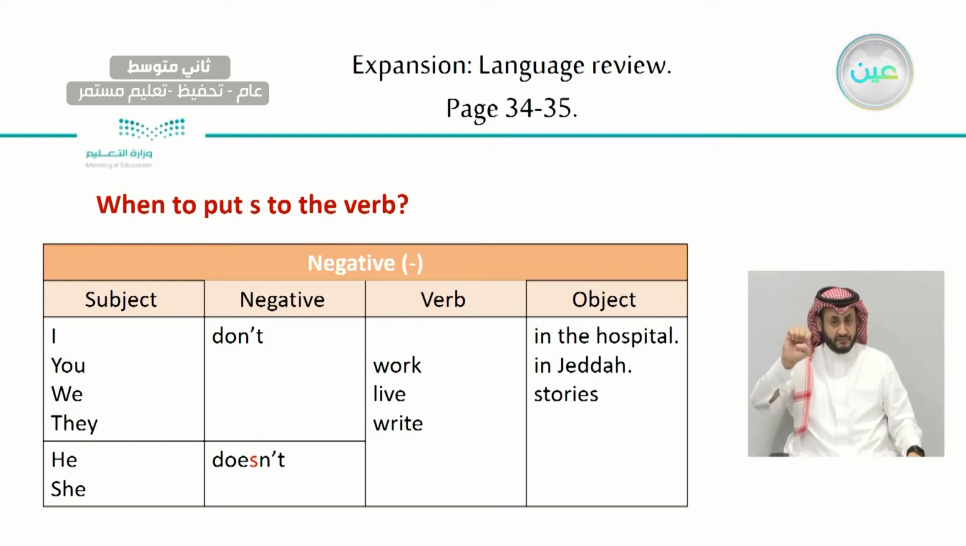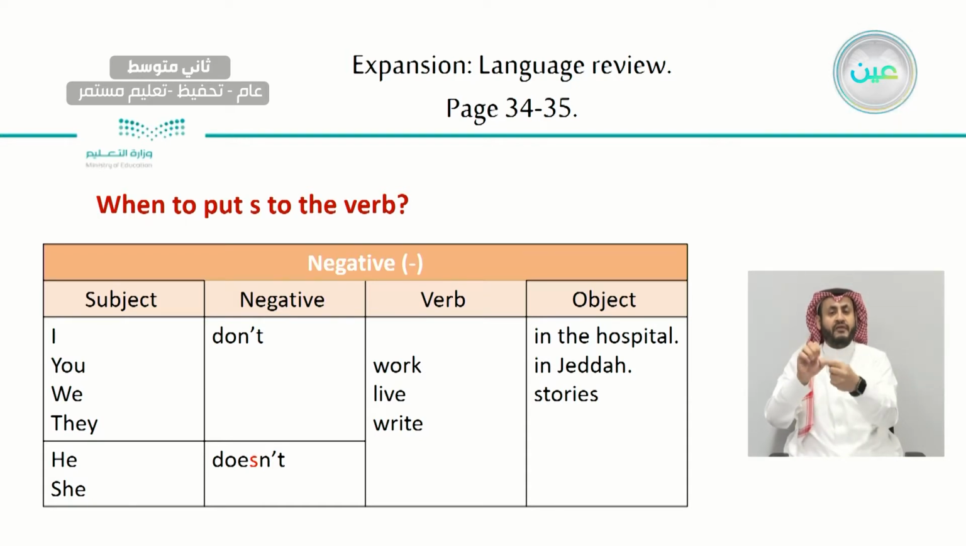But how about in the case of he and she? Before we added s to the verb. Here we are adding s here with the word doesn't. So we're not going to add s with the verb here. We're going to add it here in the negative form. He doesn't work in Jeddah. Or she doesn't write stories.